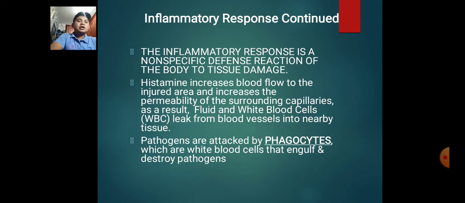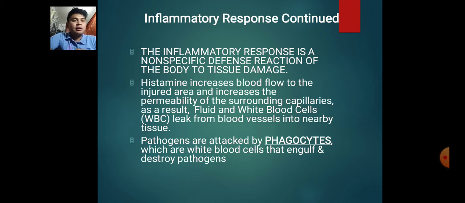The inflammatory response continued. The inflammatory response is a non-specific defense reaction of the body to tissue damage. Histamine increases blood flow to the injured area and increases the permeability of the surrounding capillaries. As a result, fluid and white blood cells leak from blood vessels into nearby tissue.